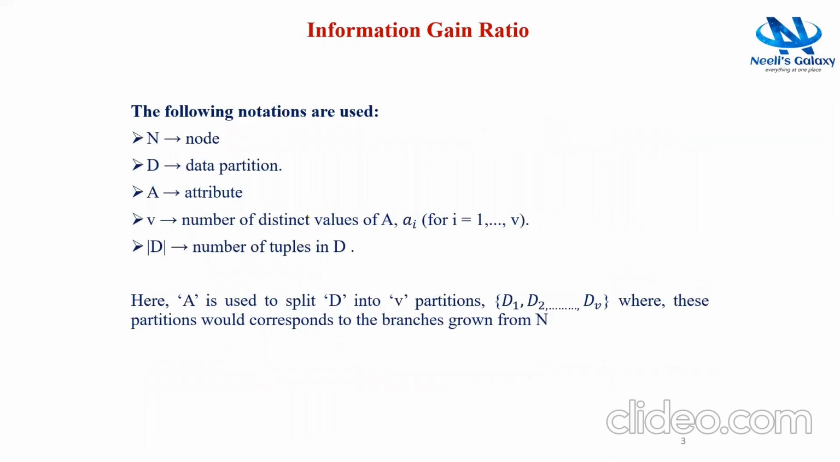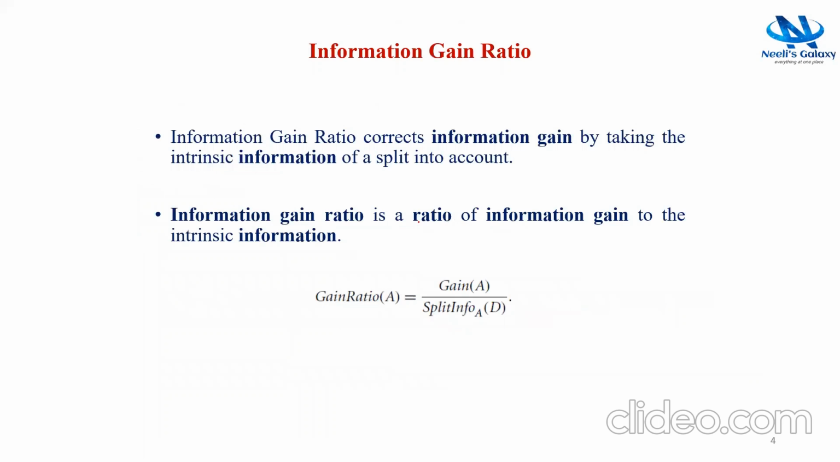So here, the following notations are used for information gain ratio, where N indicates the node, D indicates the data partition, A indicates the attribute, V indicates the number of distinct values for the attribute selected, and |D| indicates the number of tuples in D. A is used to split D into V partitions, like D1, D2, and so on up to DV, where these partitions would correspond to the branches grown from N.